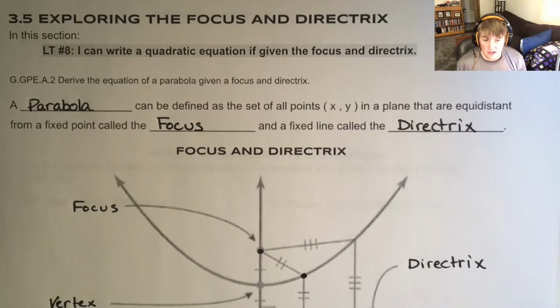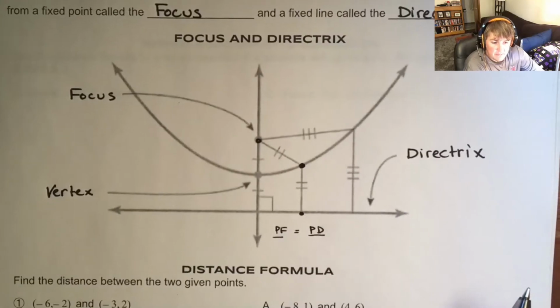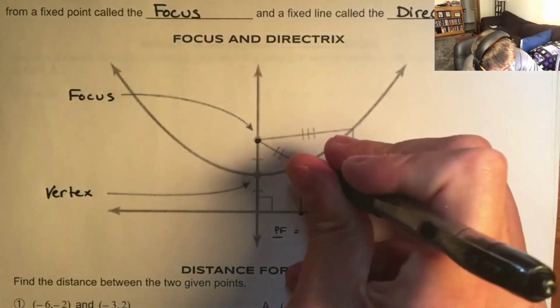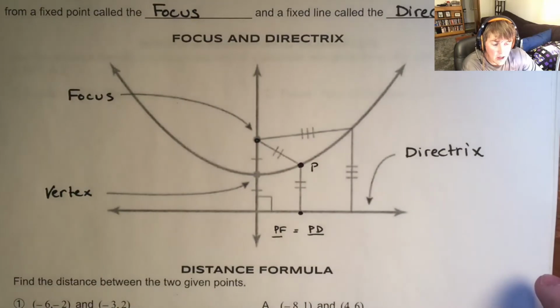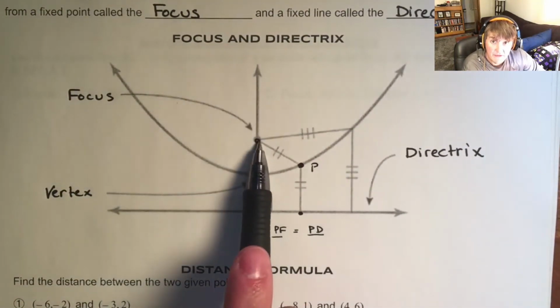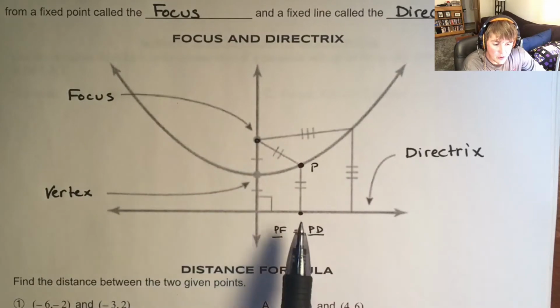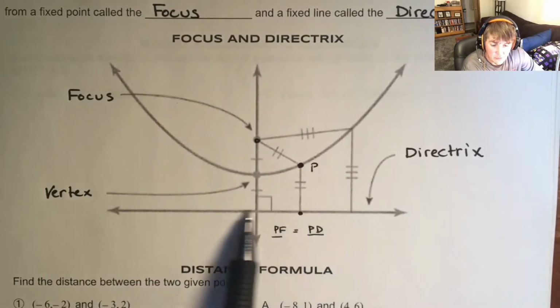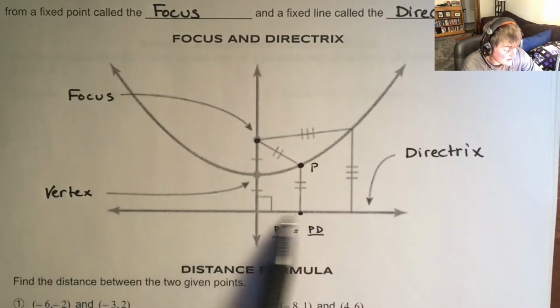A parabola can be defined as the set of all points x and y in a plane that are equidistant, meaning the same distance, from a fixed point called the focus and a line called the directrix. So what does that mean? That means if I pick some random point P on my parabola, there is another point called F, the focus, and another point D, on the directrix, which will move along this line. The directrix is this line.